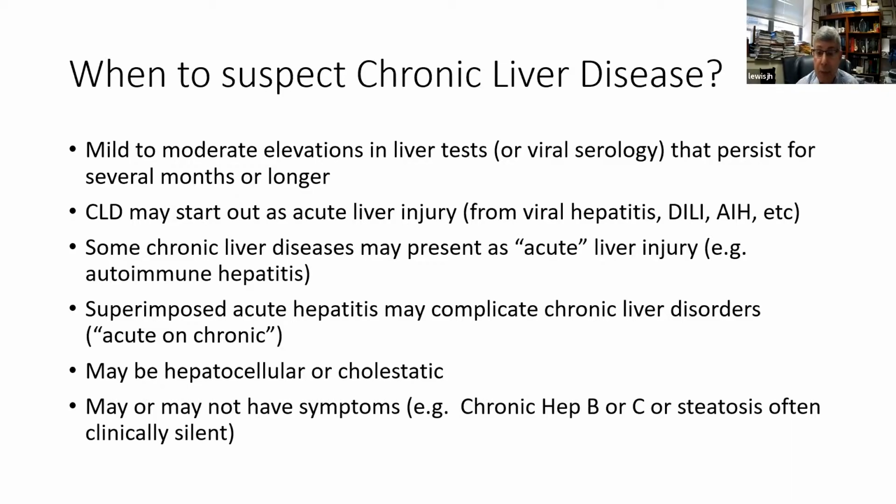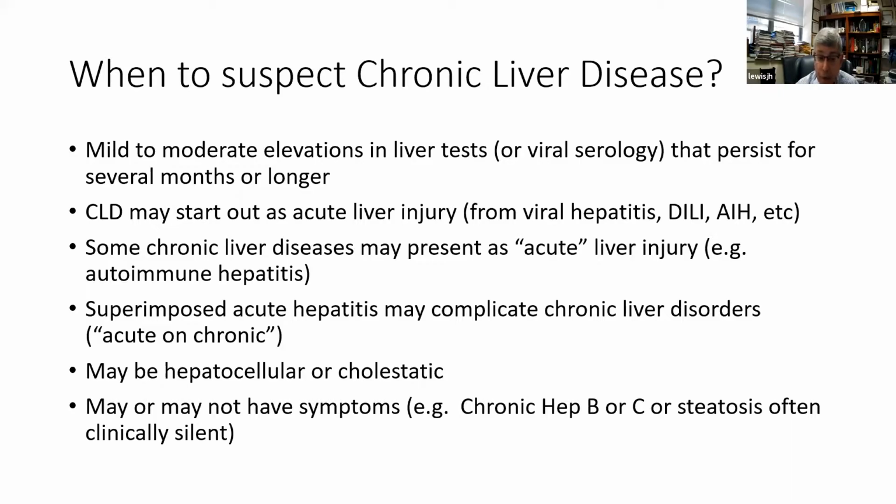All right, so when to suspect something is chronic in terms of liver disease. We really define that as elevated liver tests, and that's usually the aminotransferases, ALT, or in some cases, the cholestatic enzymes, alkaline phosphatase, that are present for several months, usually more than 6 months. And obviously, if you have chronic viral hepatitis, we're talking about hepatitis B and hepatitis C. The others really are not chronic, and they would be present for more than 6 months as well.